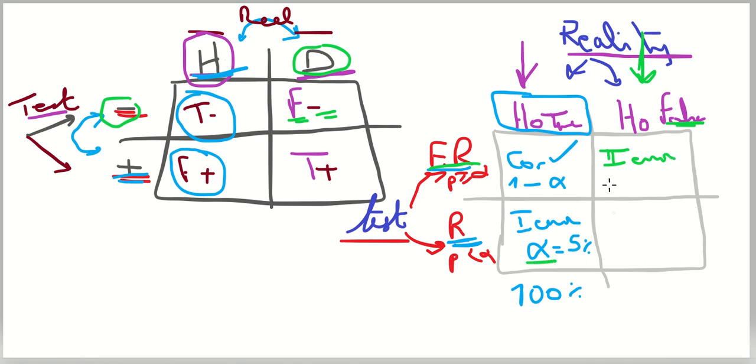And since we call this alpha, we're going to call this beta. And what is the value of beta? Well, it turns out that beta should not exceed 20%. So beta has to be less than or equal to 20%.